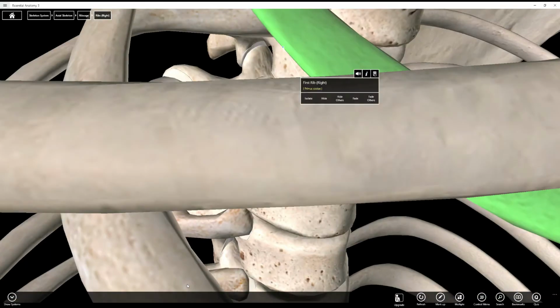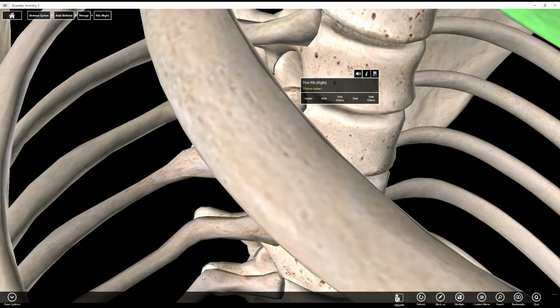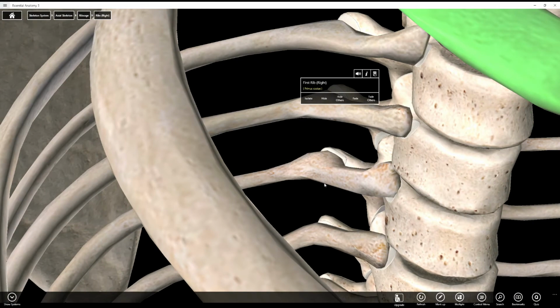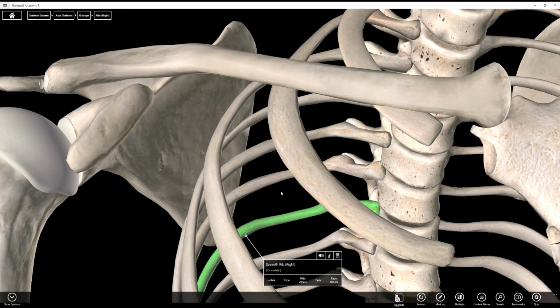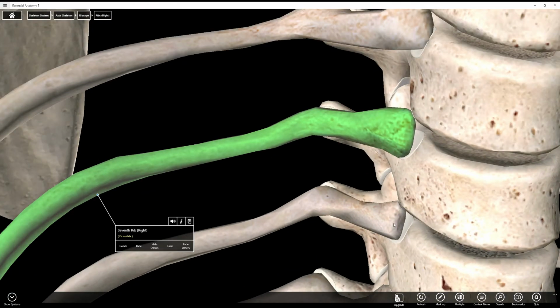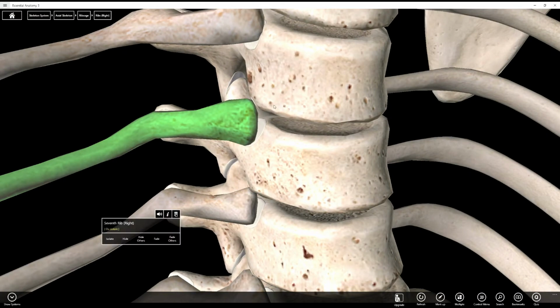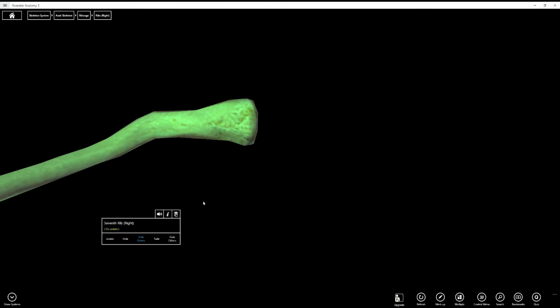We call those demi-facets or complete facets. So let's see if we can find rib 7 again. So this has two demi-facets. It has a superior demi-facet and an inferior demi-facet.